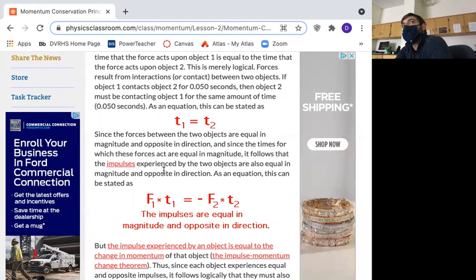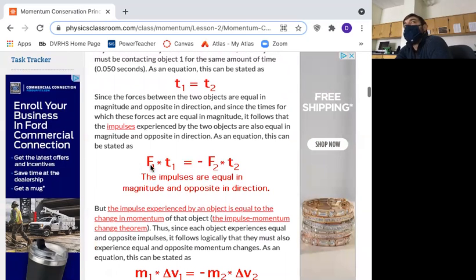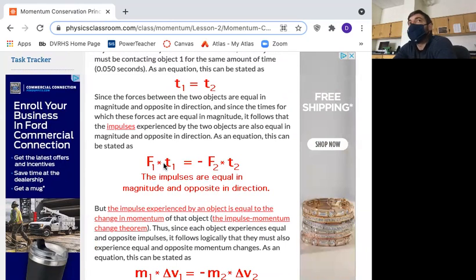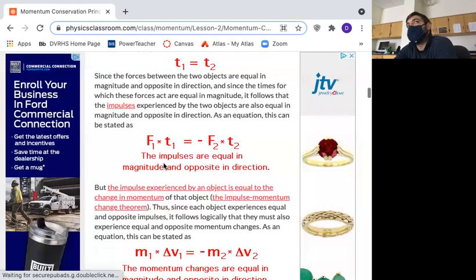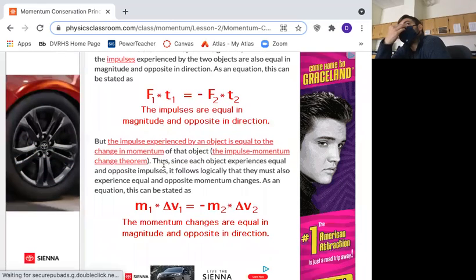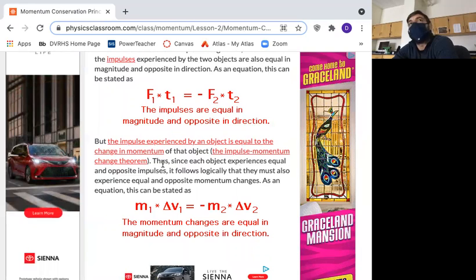As an equation, this can be stated: force 1 times time 1 equals negative force 2 times time 2. You know that force times time is the impulse, so saying that the forces are equal and the times are equal must mean that the impulses are equal as well. But the impulse experienced by an object is equal to the change in momentum of that object, due to the impulse-momentum change theorem we just learned about.